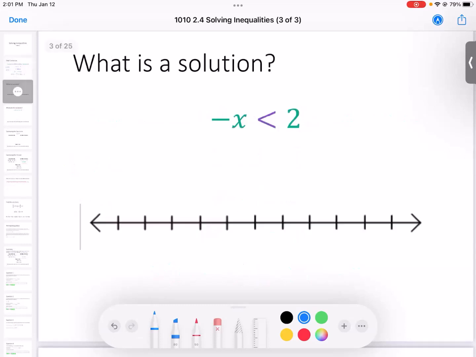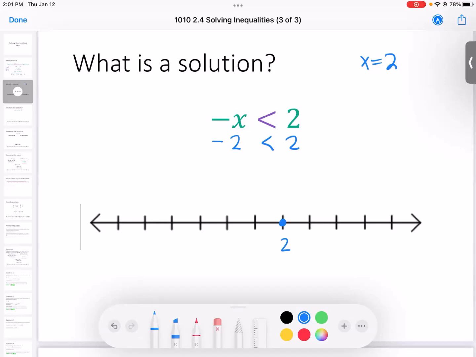Okay. So if we look at this inequality and we wanted to find a solution for it, remember a solution is something you can put into the variable to make the statement true. So what would be a number I could put into this inequality that would make it true? Okay, so have x equal 2 because if you plug that in, you'd have the opposite of 2 is less than 2, which is a true statement. So I'm going to graph that on my number line with a point. So x equals 2 is a solution.